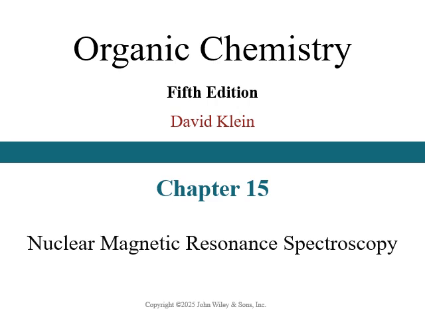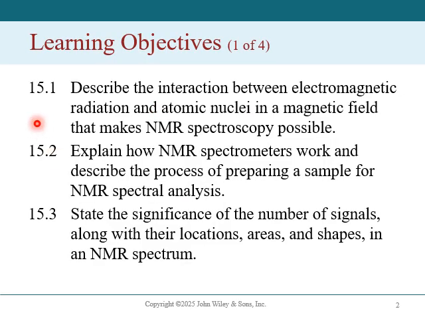Hello. In this chapter, we will be discussing nuclear magnetic resonance spectroscopy. This is the second chapter where we discuss spectroscopic techniques for identification of organic molecules. By the end of the chapter, we will be able to describe the interaction between the EM radiation and atomic nuclei in a magnetic field that makes NMR spectroscopy possible.